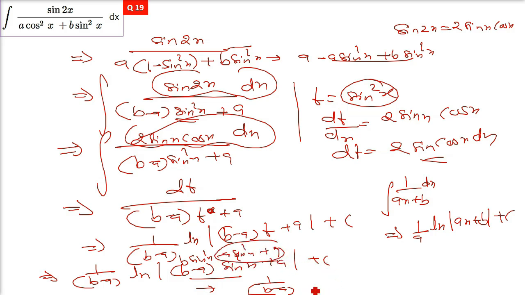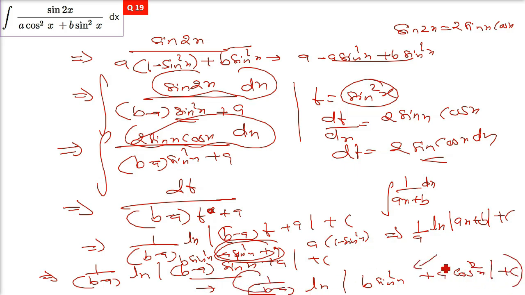Now how do we combine this a and a? We can keep it like this, but just for the sake of completion, it will be b sin square x, and you take a common from here. When you take it common, it will be 1 minus sin square x. 1 minus sin square x is cos square x only. So what do you see here? The denominator has come already. This is the denominator of the actual question, which has come in the ln.